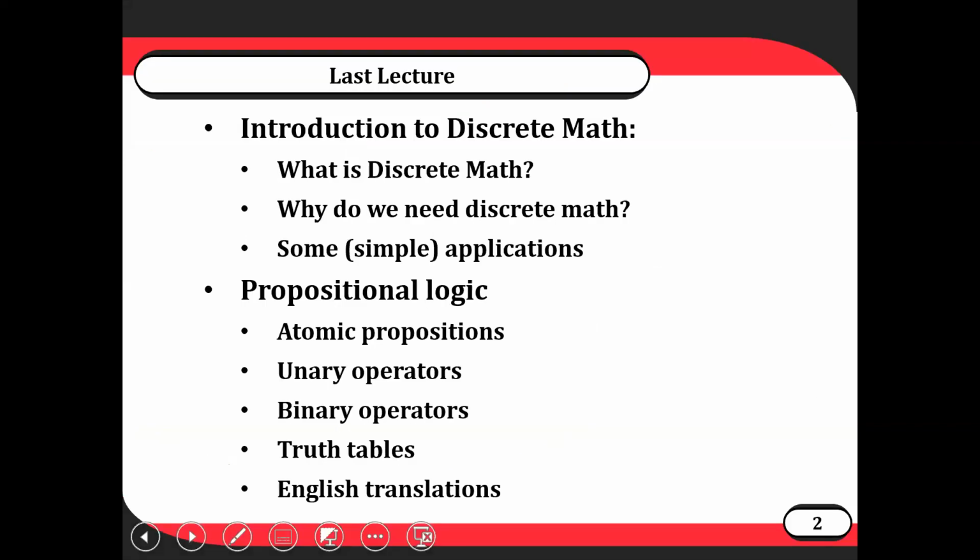So, last lecture we had an introduction to discrete math. We talked about what discrete math is: math that operates on discrete data. Why do we need it? Because computers operate on discrete data. Yes, this lecture is posted. If you go to CU Learn, you can get these slides and follow along on whatever device you're using and annotate along.